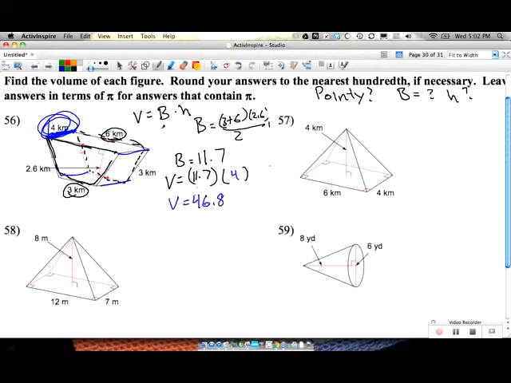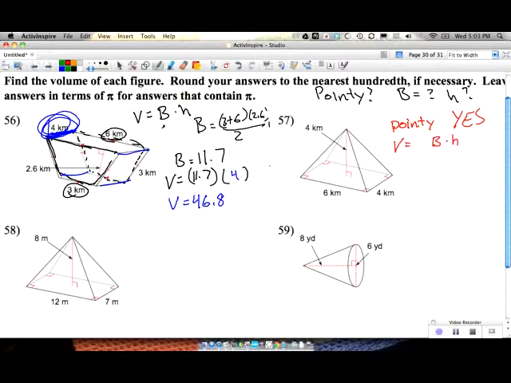Next, let's do this one in red. It's way easier than you would think. So let's ask, is it pointy? Yes, it's very pointy. That means that our volume now is not just the base times the height, but we also have to multiply it by 1/3.